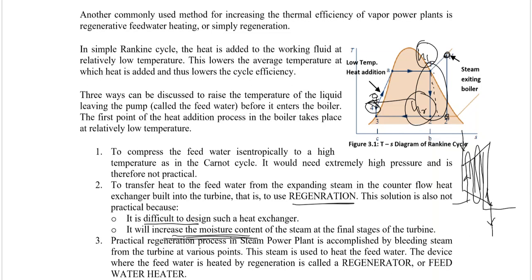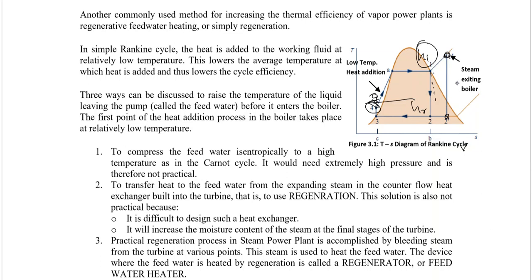Then there is another practical solution, or practical regeneration, as we will call it. Again, if steam is expanding from state one to state two, the maximum enthalpy drop in a Rankine cycle is from state number one to state number two, and that is steam expanding. So in a practical regeneration, when steam is expanded from state number one to state number two, some of the steam is bleeded out, or taken out at a particular state, and that is mixed with the feed water. So if I'm expanding from state number one to state number two, some of the steam is actually taken out from the turbine, and it is mixed with the feed water.